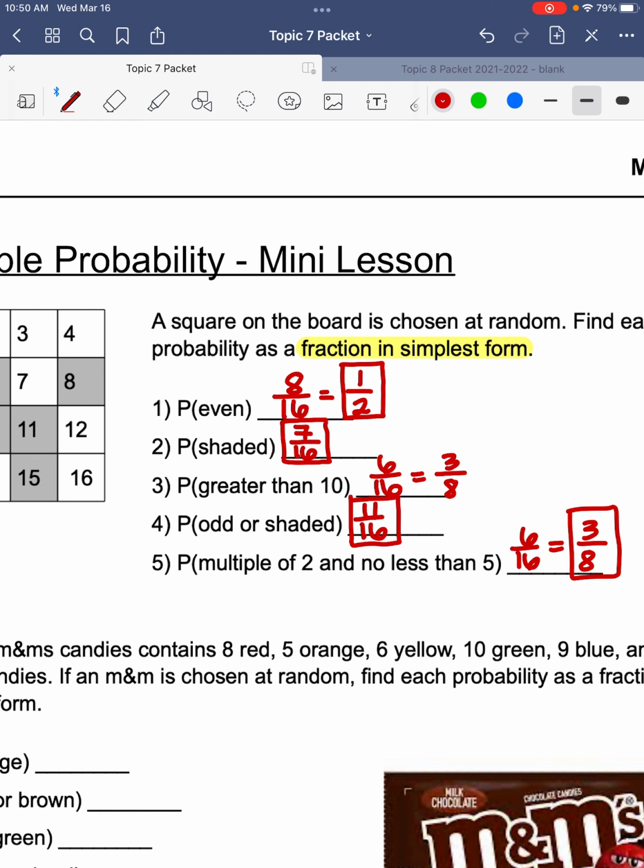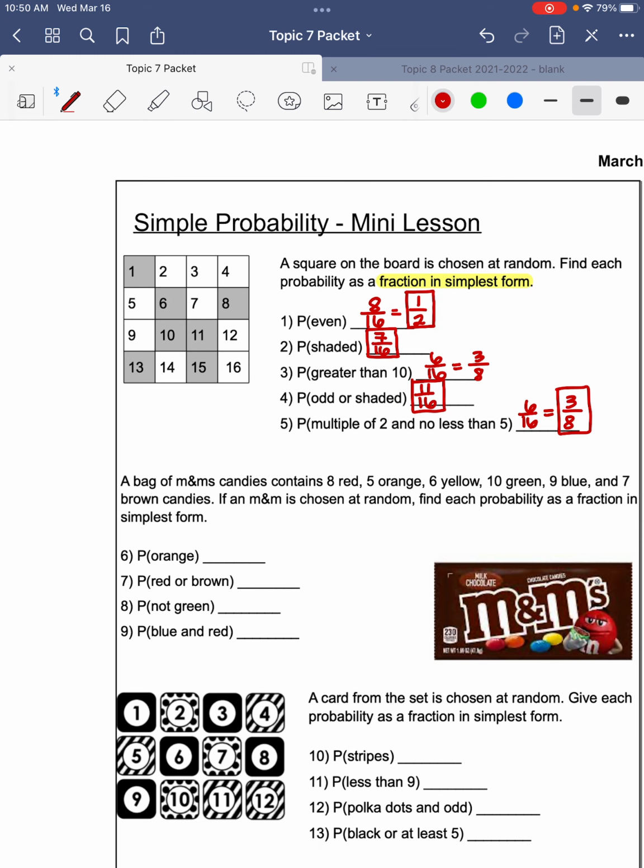Okay, that's the end of that little first section. Let's move on to our second section.